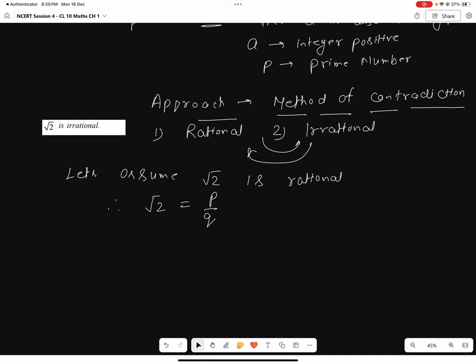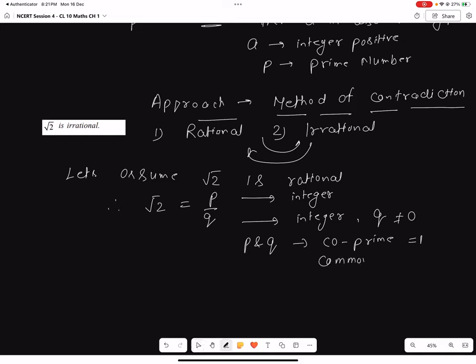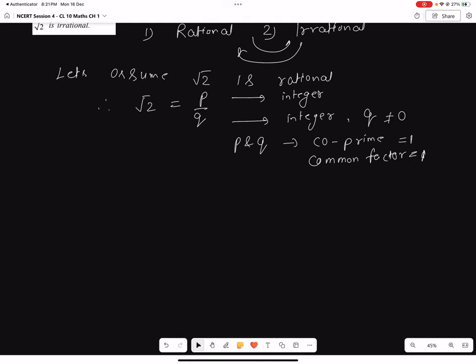And here the properties of a rational number are p is an integer, q is an integer, q is not equal to 0, and p and q are co-prime, the HCF is 1. That means their only common factor can be number 1. Cool. So let's go to the next step.